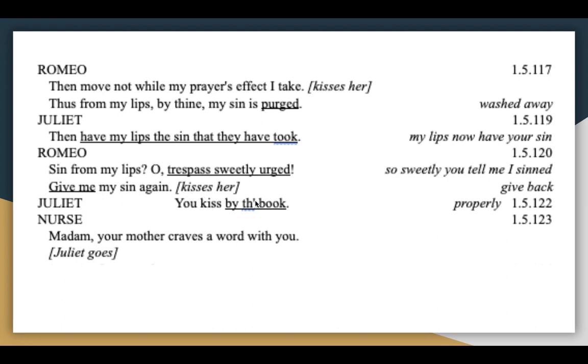She says, you kiss by the book. You kiss properly, you're really good at kissing. And then the nurse comes in.